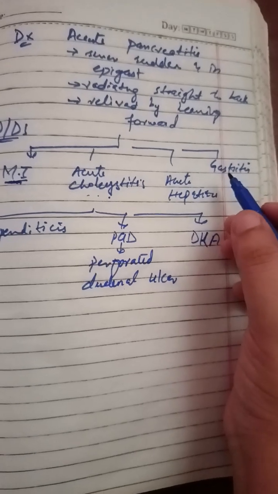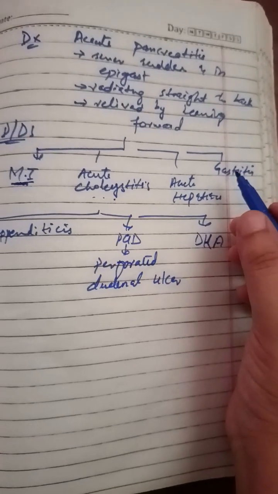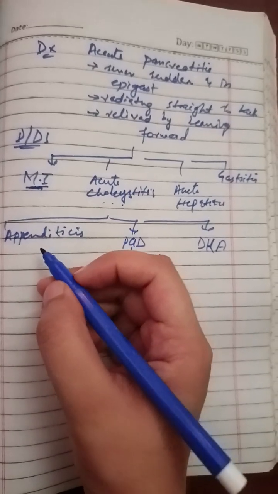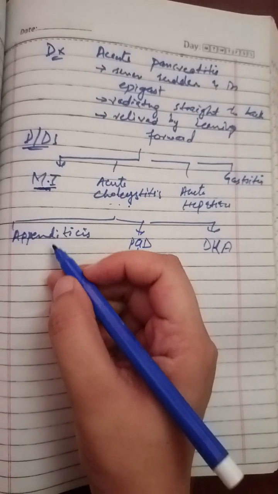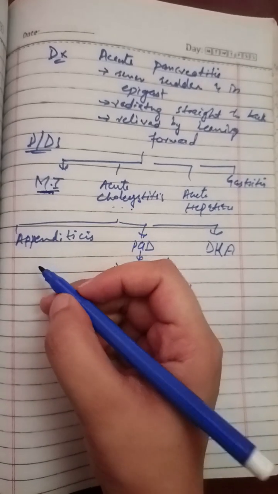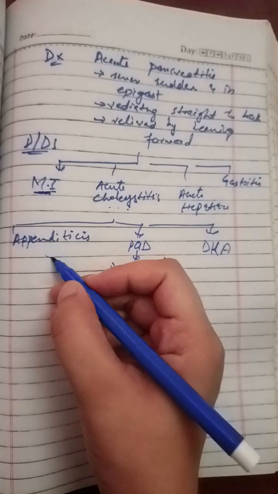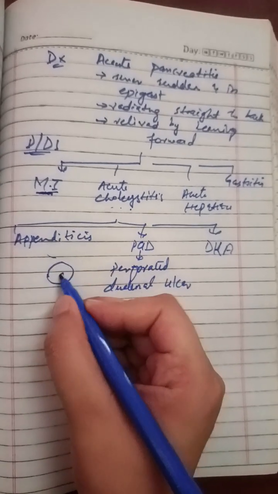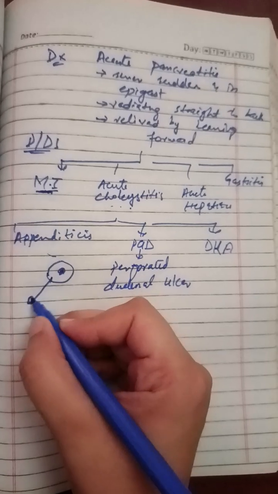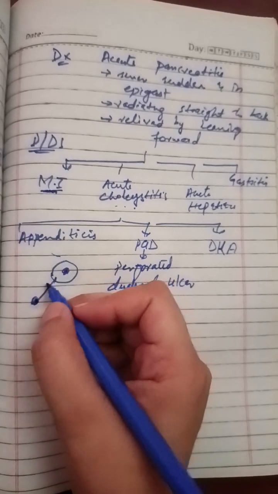In acute gastritis, the pain usually occurs after taking a meal, while in appendicitis, the pain occurs around the umbilicus initially, and then it shifts towards the right iliac fossa. Initially the pain is around the umbilicus, but then it shifts towards the right iliac fossa in acute appendicitis.